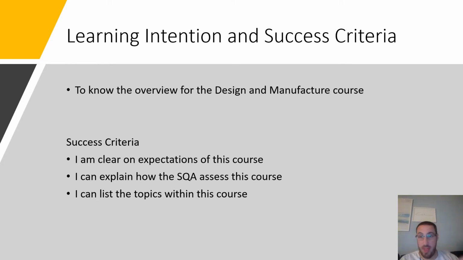Great, perfect. So next is the learning intentions and success criteria of this lesson today. So the whole purpose of this is so you know the overview of the design and manufacture course. We are looking at the National 5 for everybody at the moment. If you are down as one of the people down for National 4, don't worry. We're starting everyone off with the National 5.